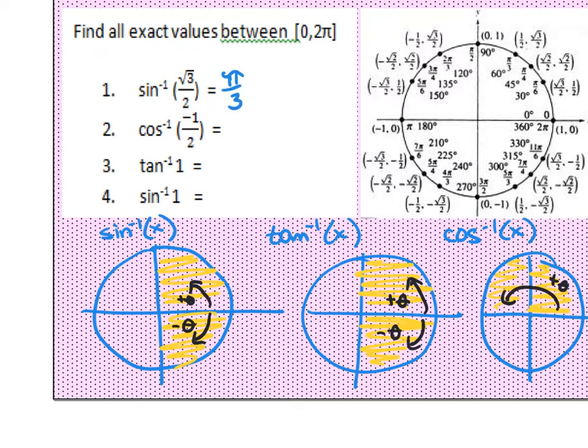or 60 degrees. Okay, inverse cosine of negative 1/2. That must be in the second quadrant. Where's my pointer? So where is the cosine? Where is the x value equal to negative 1/2? Here our x value is equal to negative 1/2. That's happening at 2 pi over 3. So I'm going to write 2 pi over 3 in not highlighter.